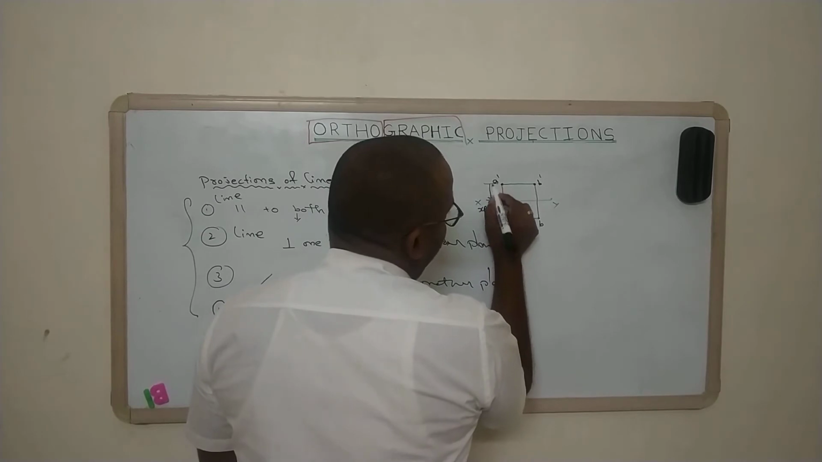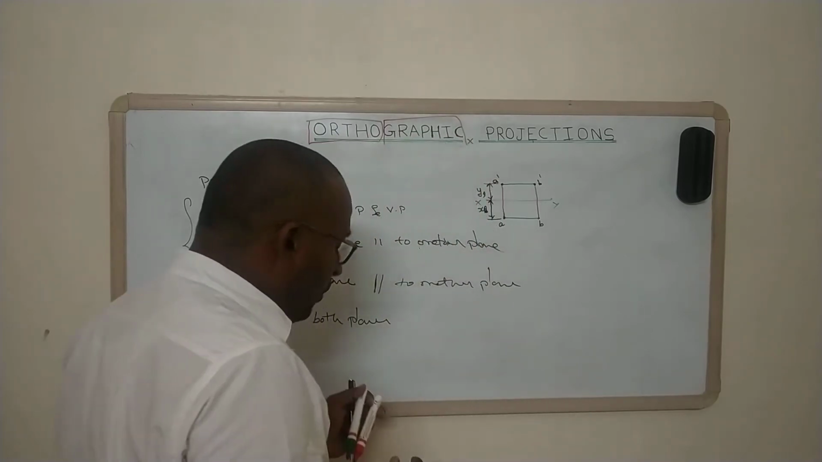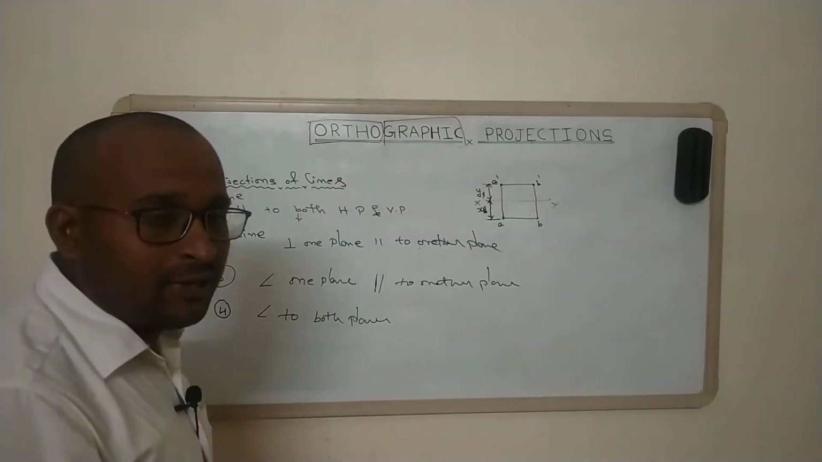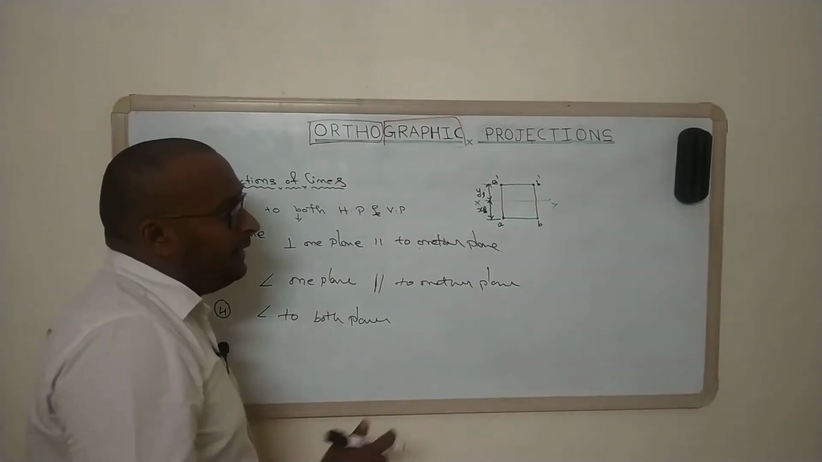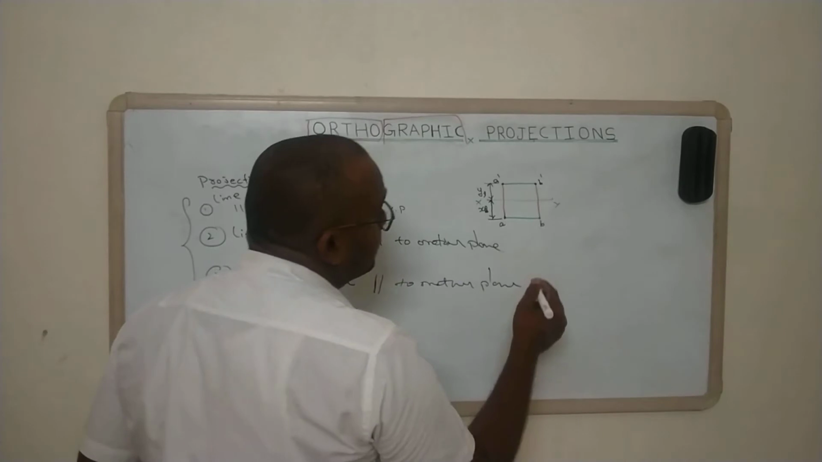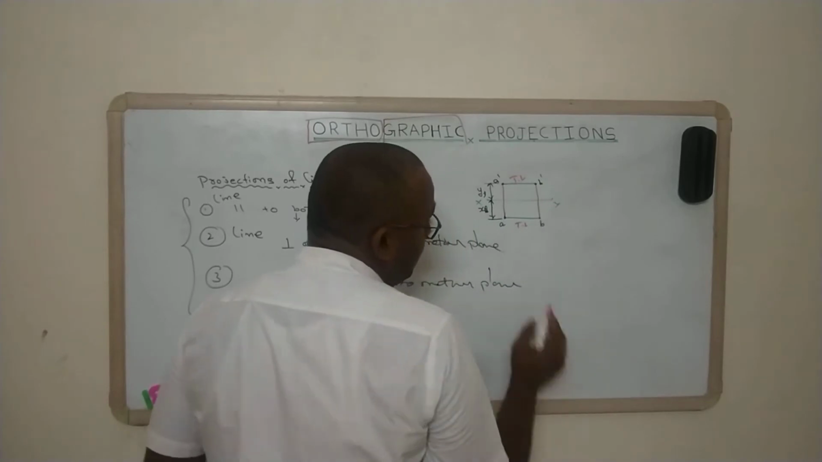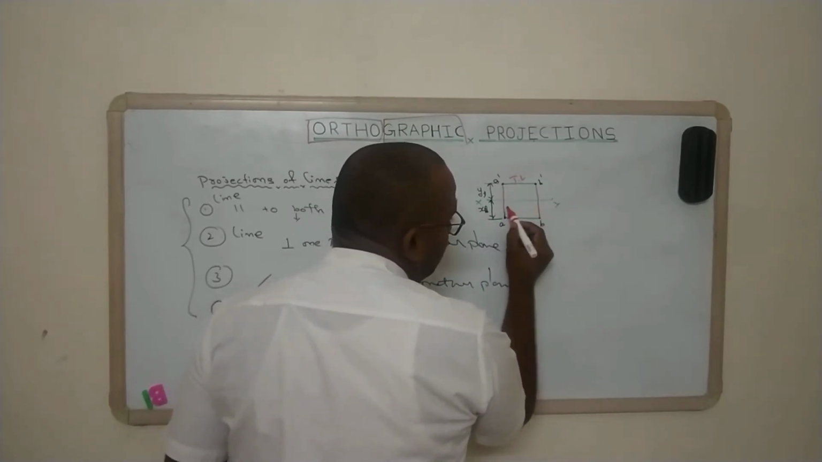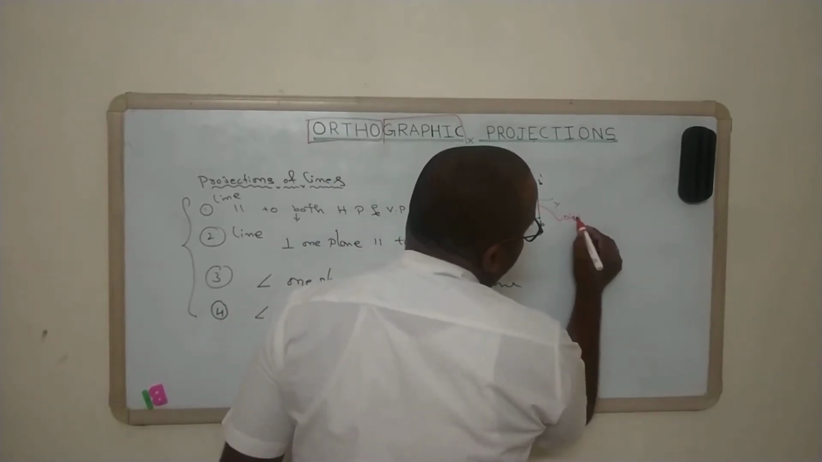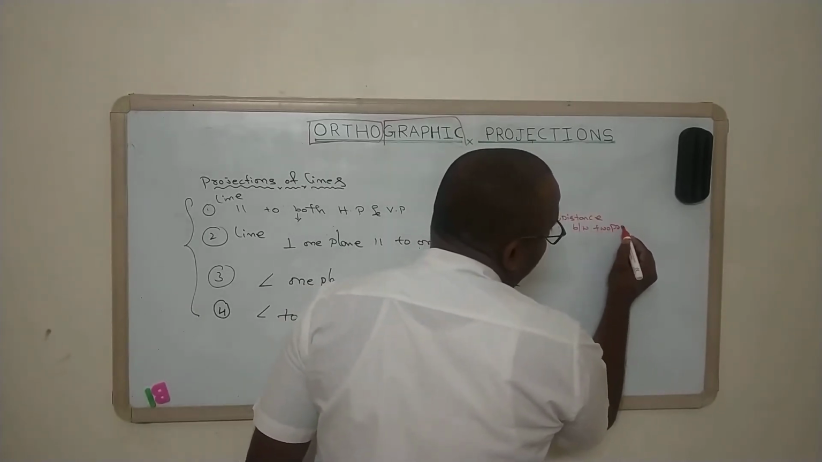Here the distance from here to here is the Y line, that means above XY. Here it is in front of VP, above HP, when it is in the first quadrant, right? So here the XY line, we must represent like this. This is the true length of the line, this is also the true length of the line. These two are the projectors, and from here to here is known as the distance between the two projectors.